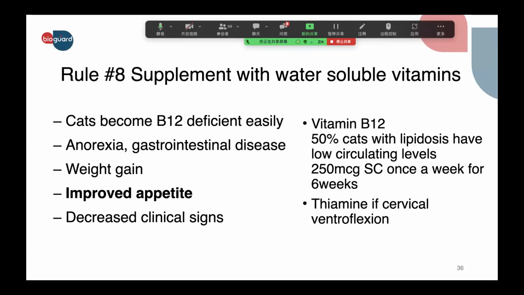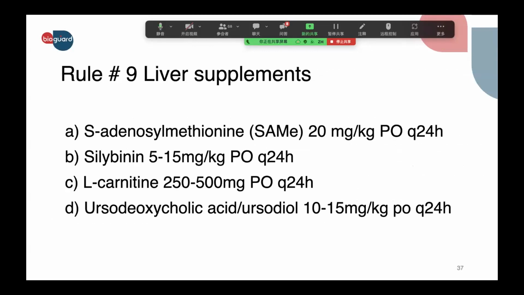And the dose of vitamin B12 would be 250 micrograms sub-Q once a week for 6 weeks, and I may use it more often in the beginning days, maybe once daily. And rule number 9 will be giving liver supplements, including SAMe, silybin, L-carnitine, and also urso. This is the dose, and you can give them at the same time as well.